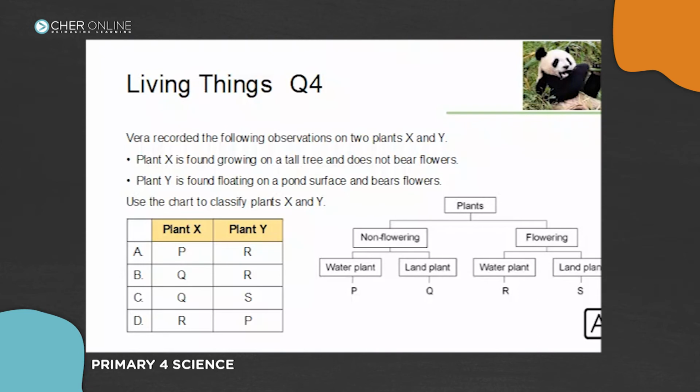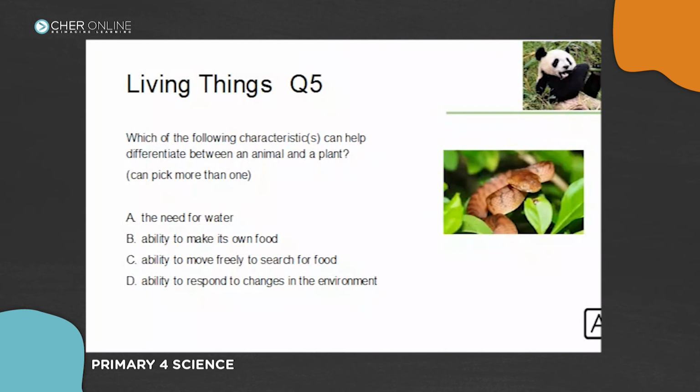Okay, most of you chose B, and the correct answer is B. Why B? Q is plant X. Why? Because plant X grows on tall trees, so it has to be a land plant, and it does not grow flowers. So it's Q, right? And then plant Y is found floating on a pond, so it has to be a water plant, and it has flowers. So it's a water plant but flowering, so it has to be R. So the answer is B.